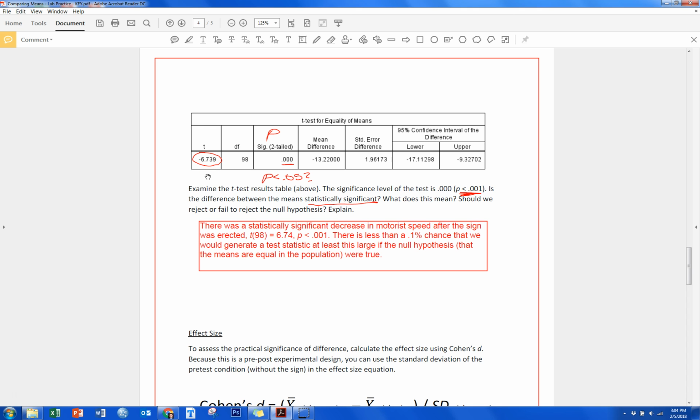So because of that, we're going to reject the null hypothesis. But that's why we don't accept the alternate hypothesis. We haven't proven that they're different. We're simply saying it's unlikely that they're the same.